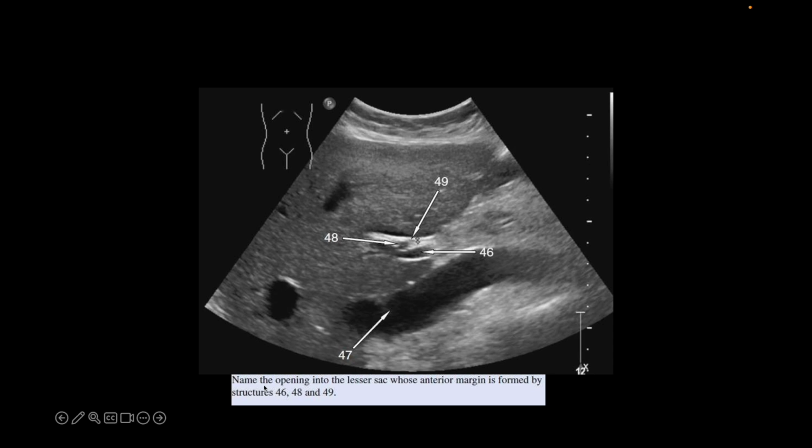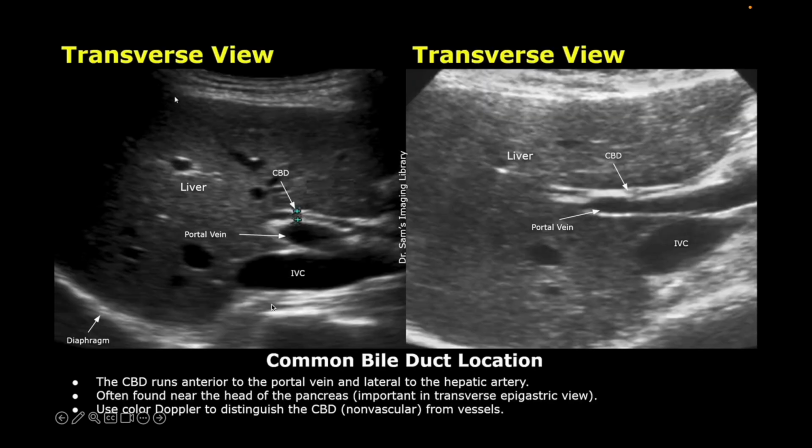And then the next question is, name the opening into the lesser sac whose anterior margin is formed by 4 of these structures, and that's the epiploic foramen, which we'll talk about. This is what I mentioned. So the CBD runs anterior to the portal vein and lateral to the hepatic artery. So remember, these go in the same direction, same orientation, vein and bile duct.